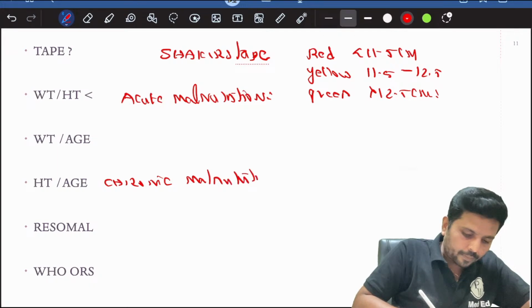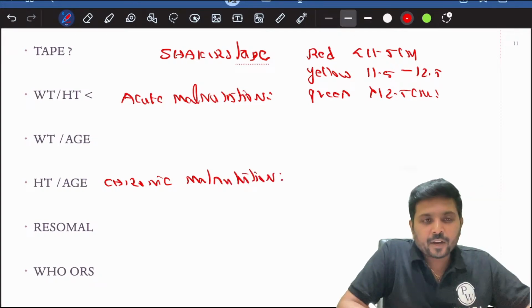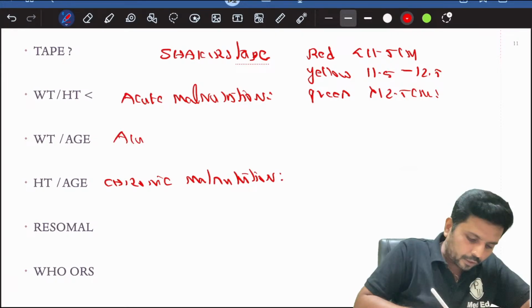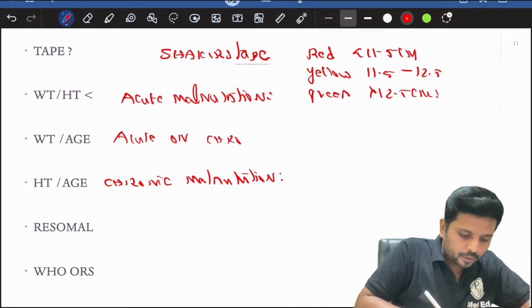Chronic malnutrition. Whereas when weight for age is reduced, it means it is acute on chronic malnutrition. Acute on chronic malnutrition.